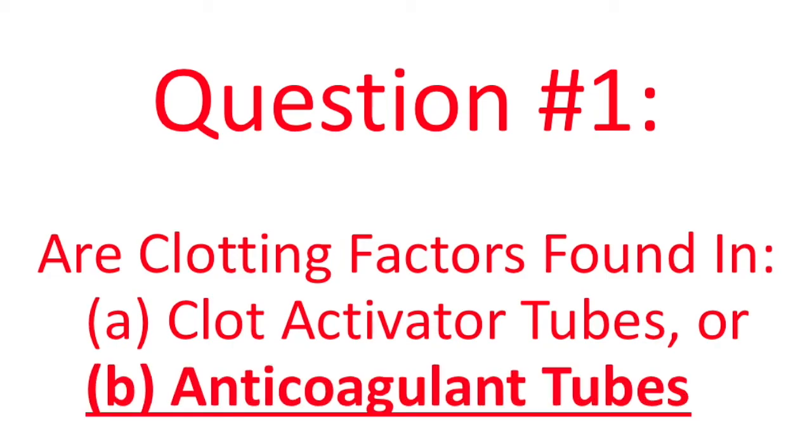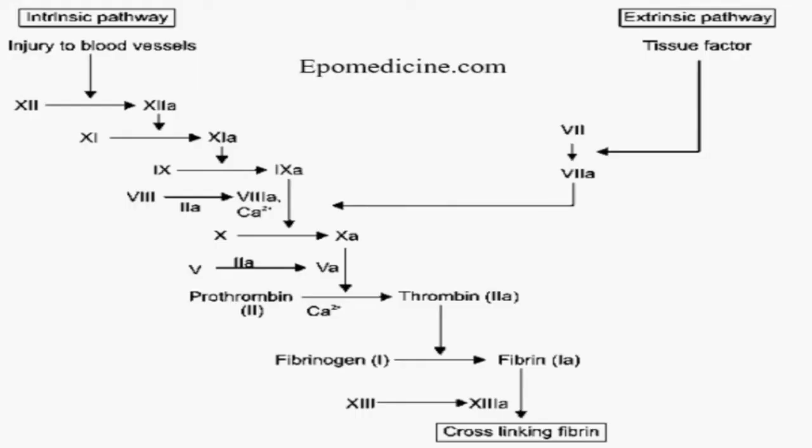If you chose B, anticoagulant tubes, you are right. But how does that make sense? Remember, looking back at our coagulation cascade, all these things need to happen to form a clot. Now, once this clot is formed, it can't be reversed. So you don't have any clotting factors in a clot.